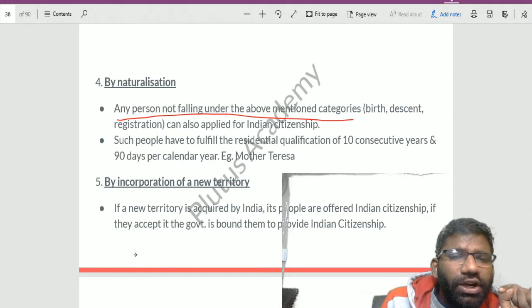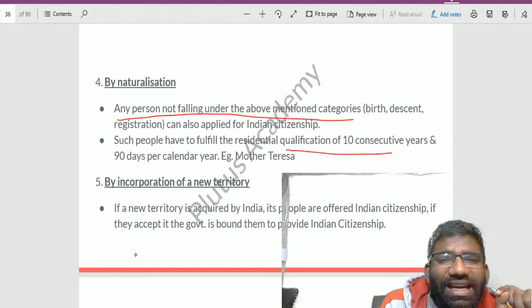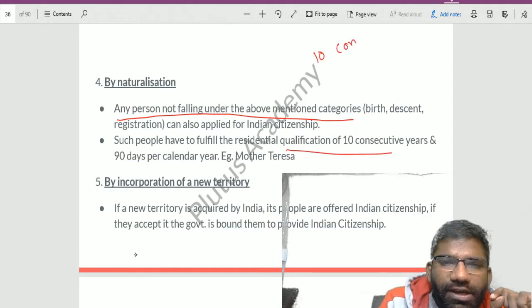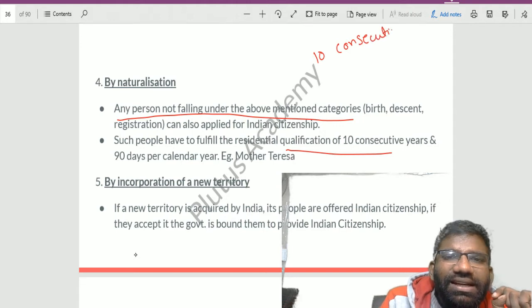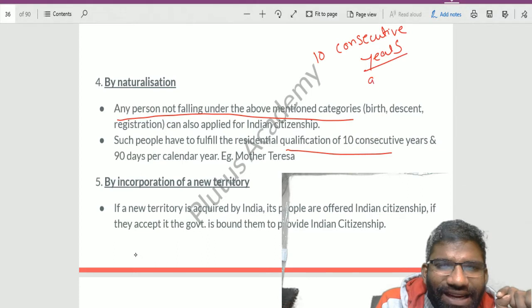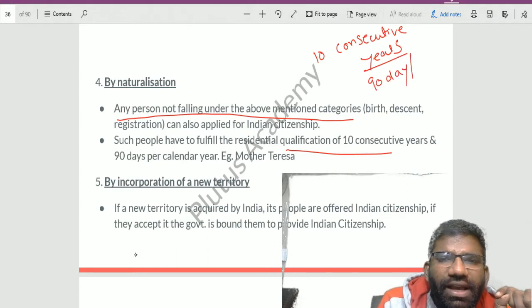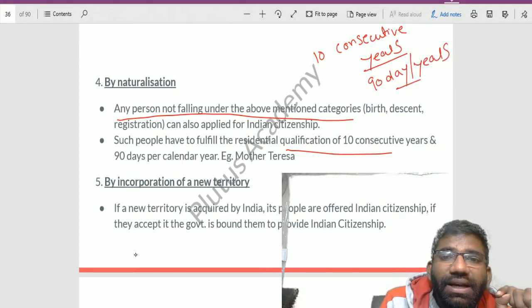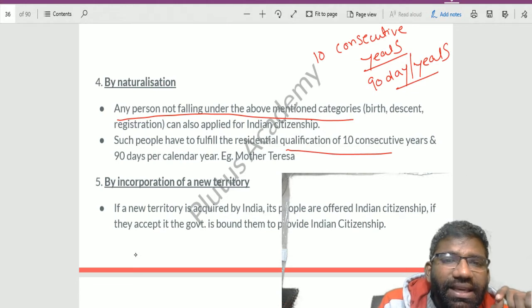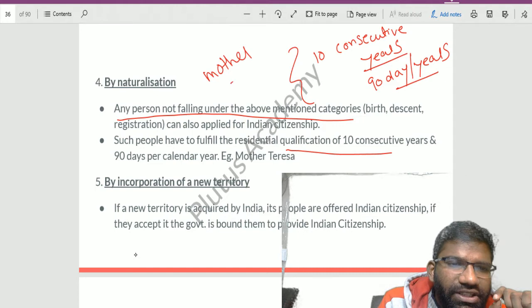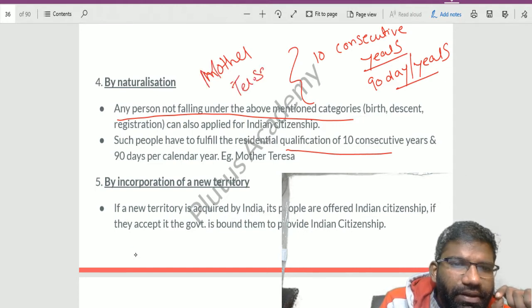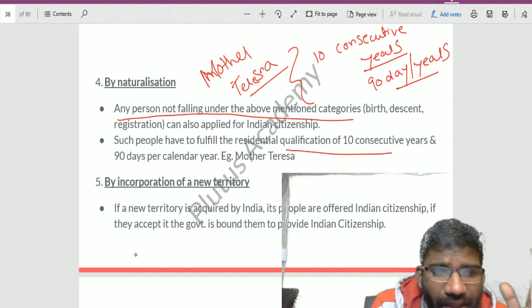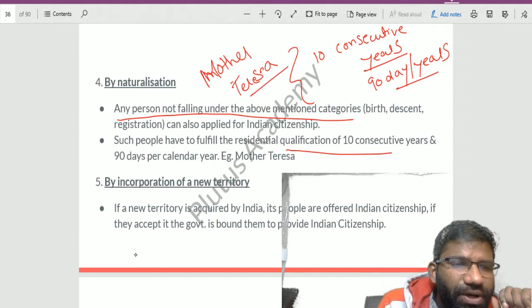Then what should he do? He should stay in India 10 consecutive years, and 90 days per year is a must. Then he gets Indian citizenship. Example is Mother Teresa. So she got Indian citizenship by the process of naturalization.